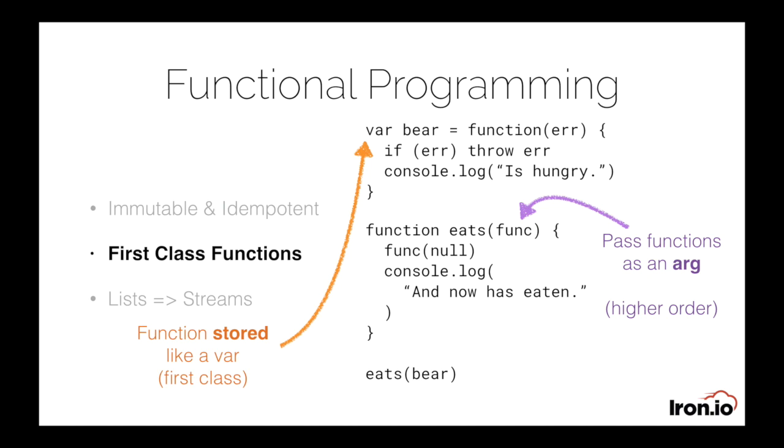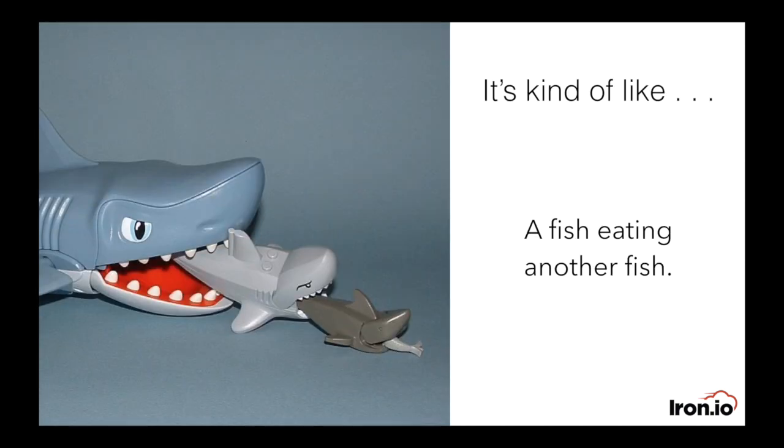So in this case, this is a very simple set of JavaScript, just kind of showing some words being printed. The first statement is just logging is hungry. The bear variable is hungry, and then that gets passed in and code gets executed that basically says, and now he's eaten. So at the very bottom, we're calling this together, eats bear, and it all kind of just gels. So this is kind of a silly example, just showing what the concept is.